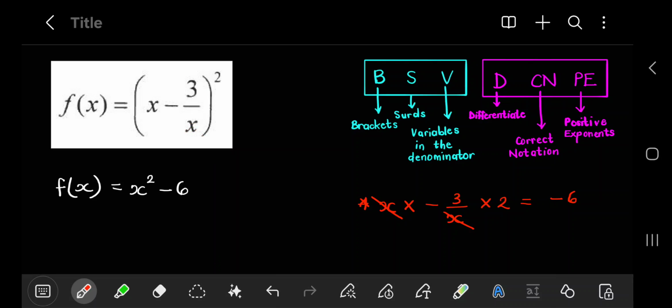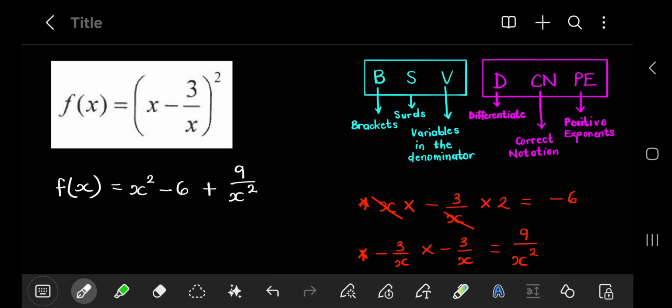And to get the third term, we square the second term. So multiply that second term by itself. Here's what we get. Firstly, negative times a negative is a positive. 3 times 3 is 9. And in the denominator, x times x is x squared. So our third term is plus 9 over x squared. So we've got rid of the brackets.